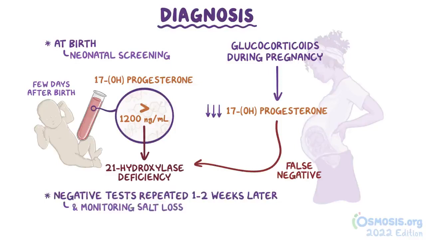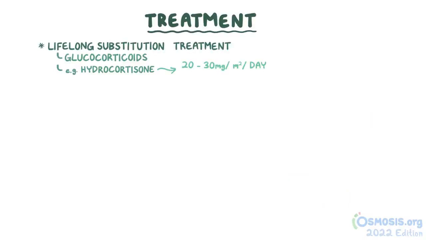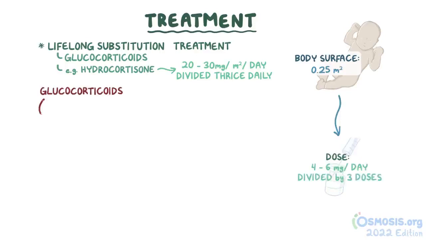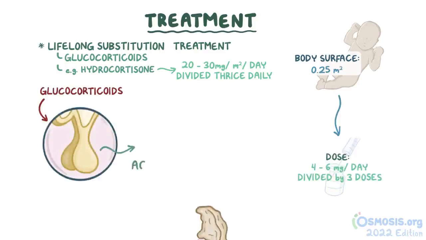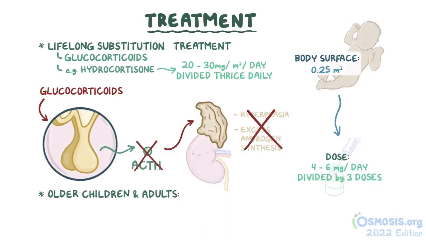Once the diagnosis is established, individuals with classic 21-hydroxylase deficiency require lifelong substitution treatment with glucocorticoids like hydrocortisone in a dose of 20 to 30 milligrams per meter squared per day, divided thrice daily. For example, newborns have a body surface of 0.25 meters squared on average, so their dose should be somewhere in between 4 and 6 milligrams per day, divided into 3 doses. Glucocorticoids inhibit pituitary adrenocorticotropic hormone, or ACTH, which prevents further hyperplasia of the adrenal glands and inhibits excess androgen synthesis. Older children and adults can be given prednisone or daily dexamethasone, preferably before bedtime.